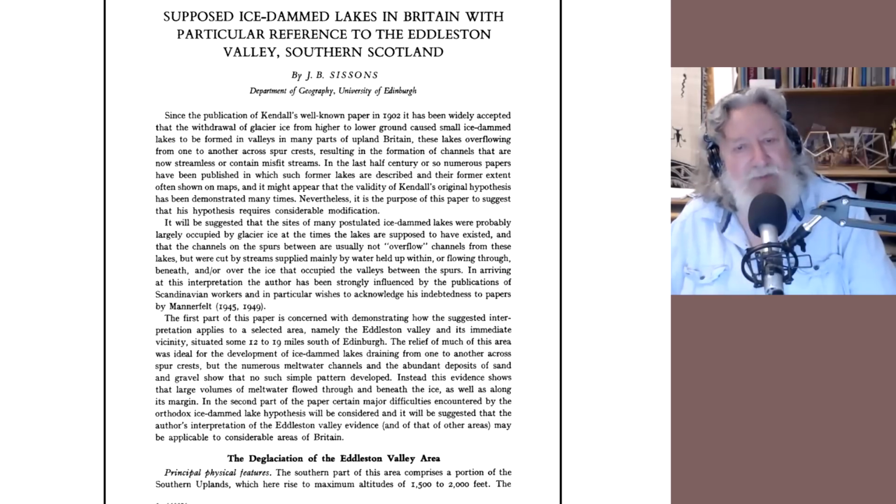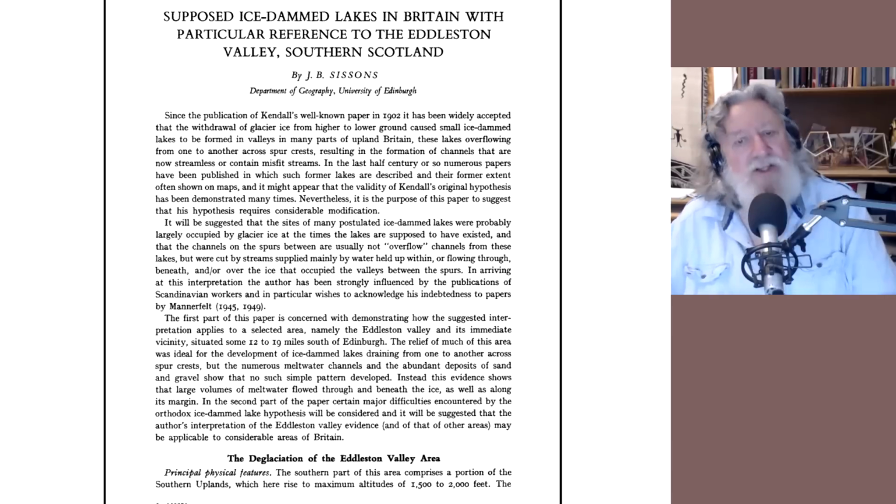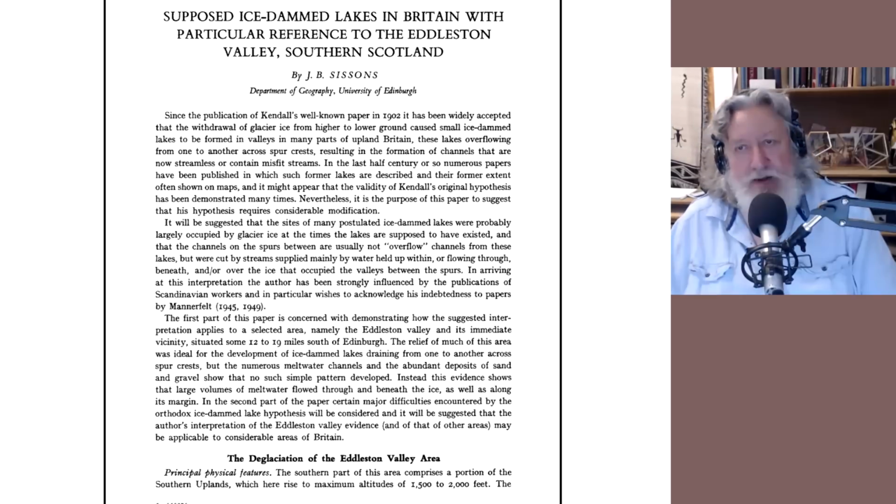it has been widely accepted that the withdrawal of glacier ice from higher to lower ground caused small ice-dammed lakes to be formed in valleys in many parts of upland Britain. These lakes overflowing from one to another across spur crests, resulting in the formation of channels that are now streamless or contain misfit streams. Now, his use of the term misfit streams, what do you think that he's referring to there when he says misfit?